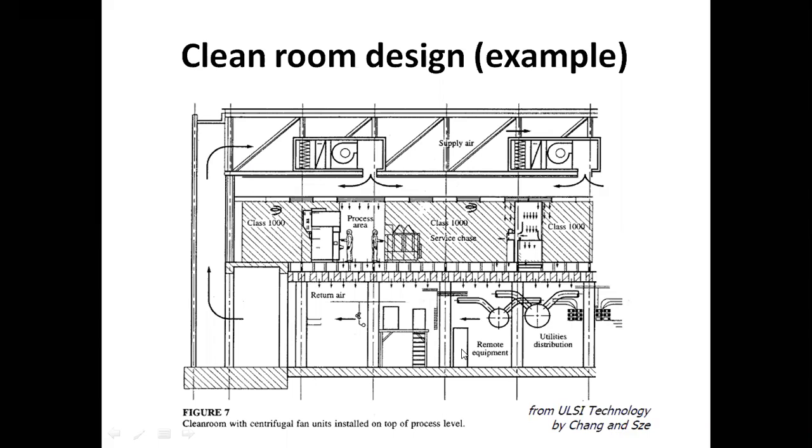These would be some of the equipment, remote equipment, which would be used inside the clean room. And this is the utility distribution system, meaning the electric power system, which would be needed for different equipment inside the clean room.